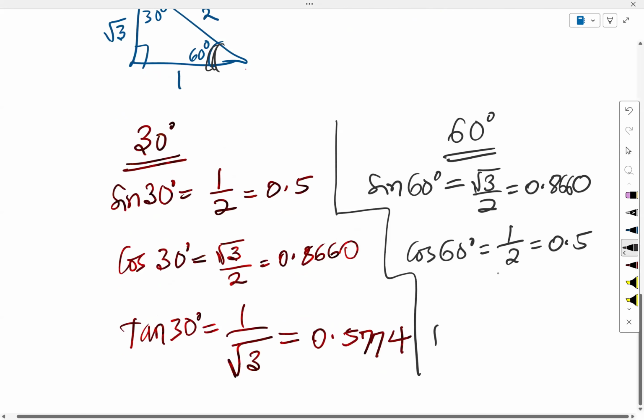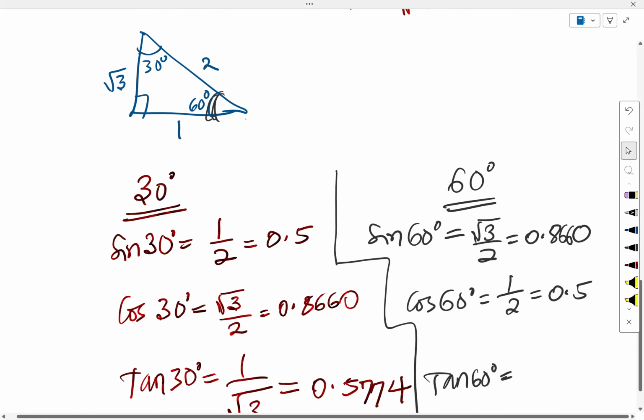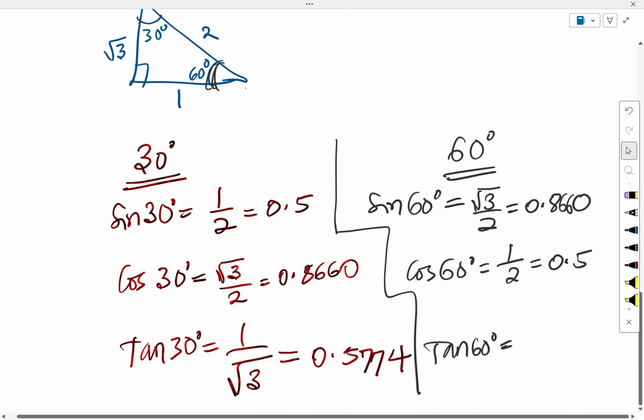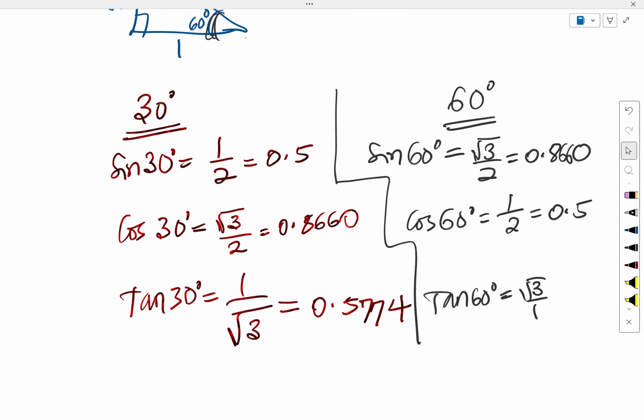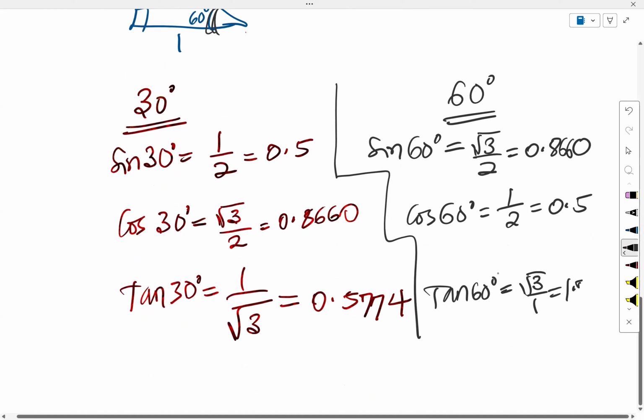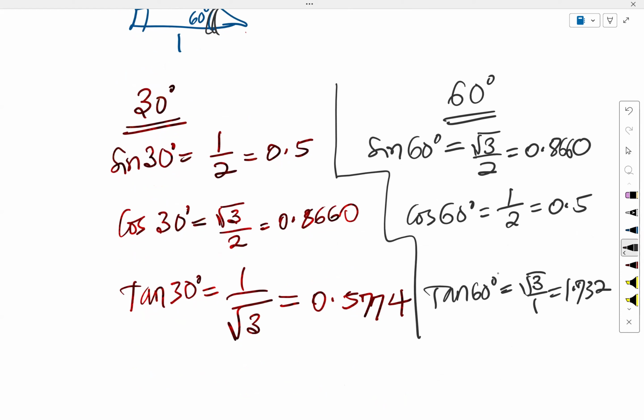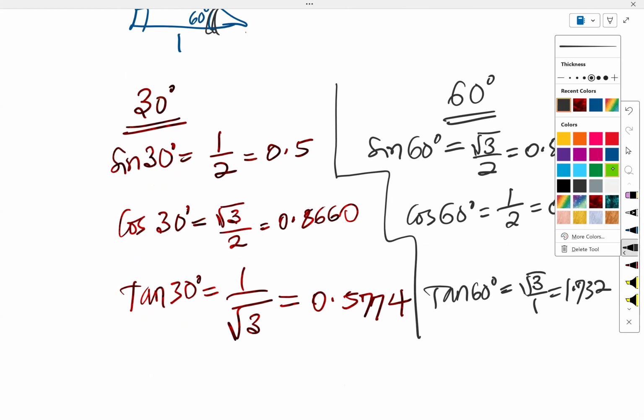Then lastly, what is tan 60 degrees? Tan 60 degrees is opposite, which is root 3, over adjacent, which is 1. And that is 1.732, I believe. So that's 1.732. Okay, so now from here already, can you see some relationships? Can you already establish some relationships here?